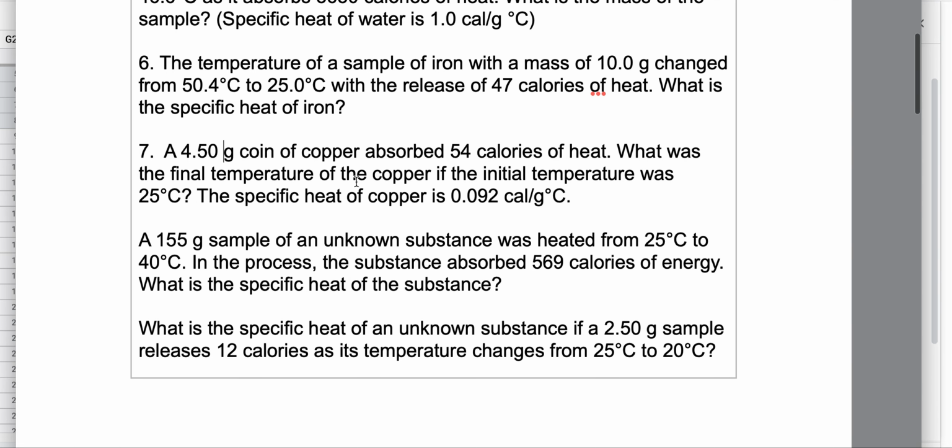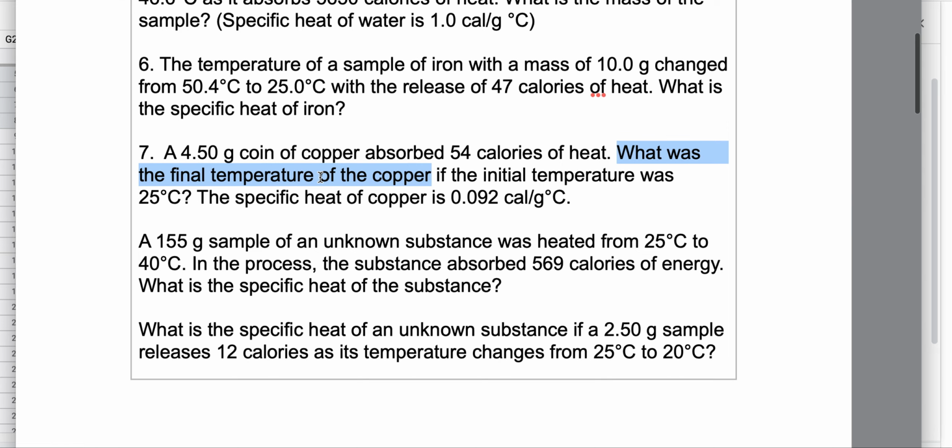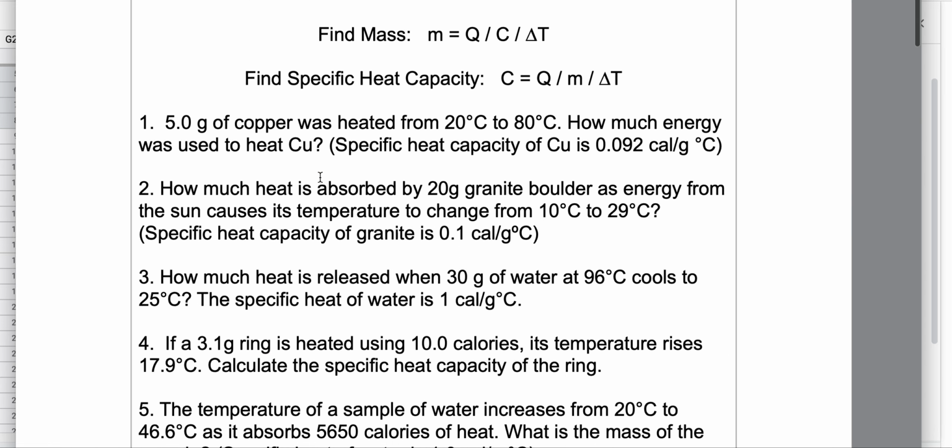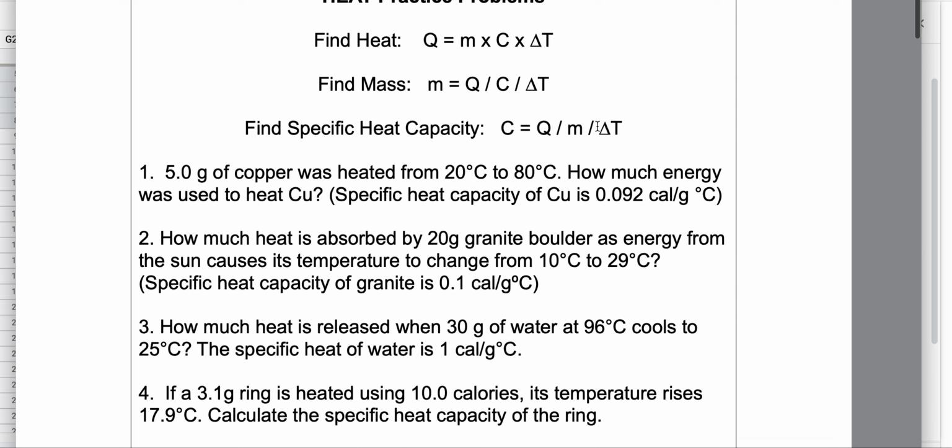All right, in number 7, this says, what was the final temperature of the copper? Okay, now this one's going to be a little tricky, but we can do this. I'll talk you through it. This one is asking us to find the temperature. So what we're going to do first here is we're going to find the change in temperature. All right, so I'm going to change this just a little bit.